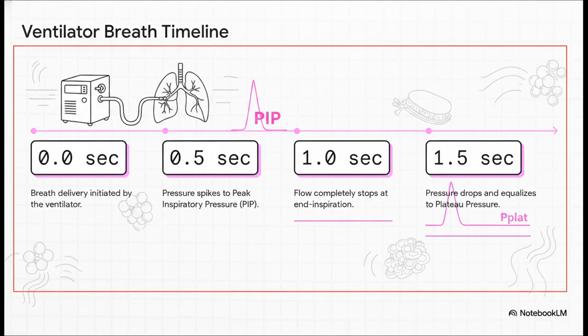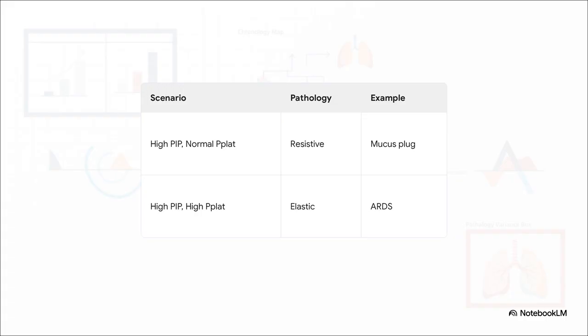Half a second in, you get a rapid friction spike, maxing out at your peak inspiratory pressure or PIP. By the 1 second mark, flow completely stops at end inspiration. The air settles into the alveoli. The pressure drops a bit, and at 1.5 seconds, it equalizes to the plateau pressure, or P-plat. That P-plat reflects the static flexibility, or the true compliance, of the lung tissue itself. And that brings us to the brilliantly straightforward pressure fork analysis.